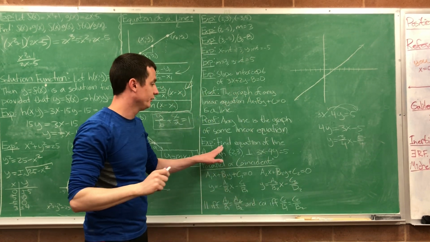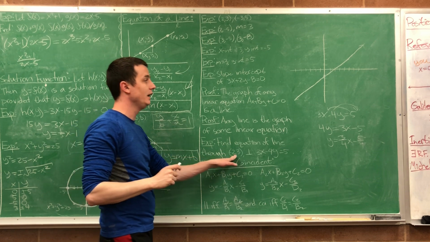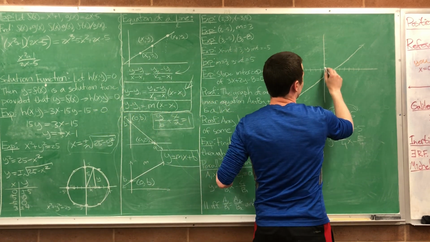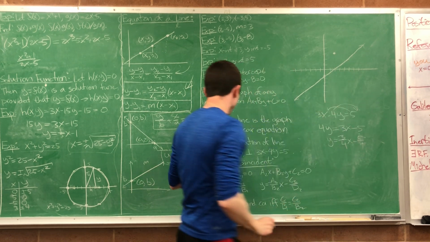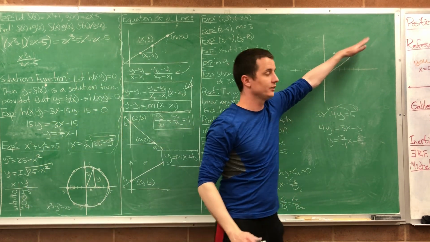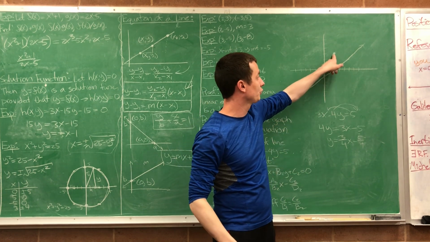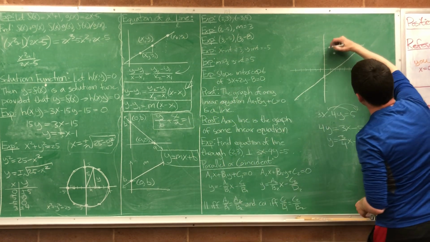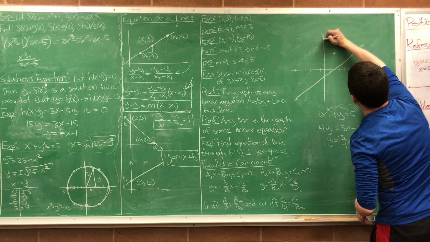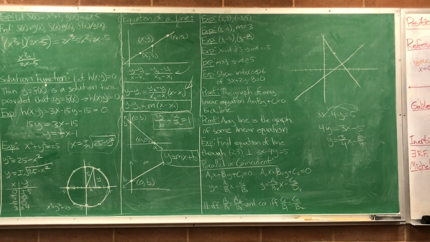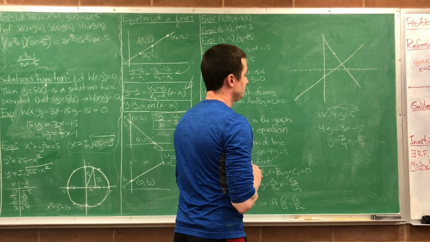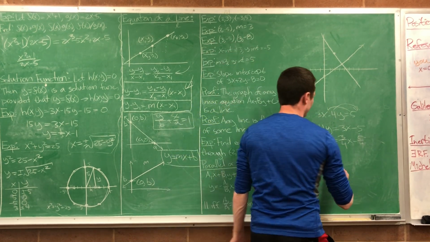Now our job is to find the equation of the line that goes through the point (-2, 3), and is perpendicular to this line. So we're finding the equation of the line that goes through this point and is perpendicular to this line. So perpendicular to this line means it looks something like this. Again, my picture is probably lying a lot. You with me? Okay.